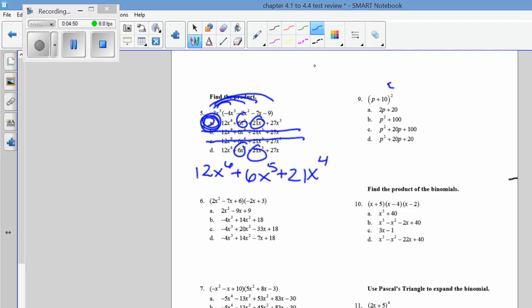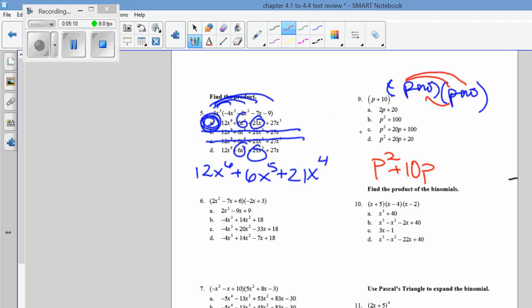Okay, this one follows a special pattern. It's p plus 10 and p plus 10, and that is so messy, but hopefully you heard what it was. And what you do now is you FOIL. So p with p would make p squared, and p with 10 makes plus 10p, and 10 with p makes plus 10p, and 10 with 10 makes 100. And so we have answer choice C.